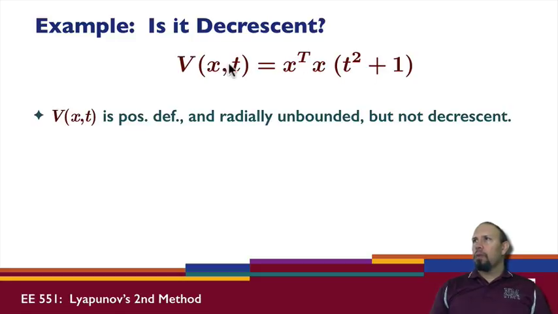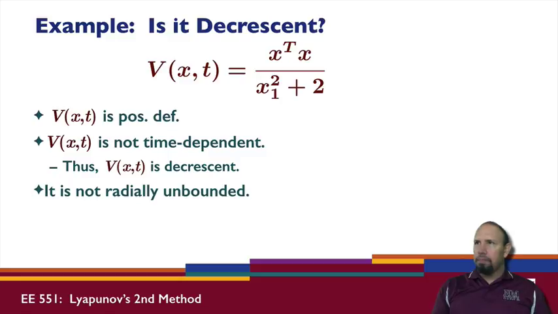So what about this function? Well, we can see it's positive definite. The function is radially unbounded in x, but it's not decrescent. We've seen that. What about this function? This function is positive definite in x. It's not time dependent. Therefore, it is decrescent. Okay? So anytime you have a function that's not time dependent, then it is decrescent.